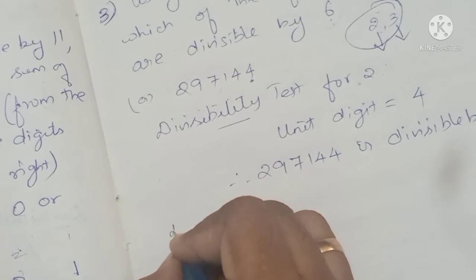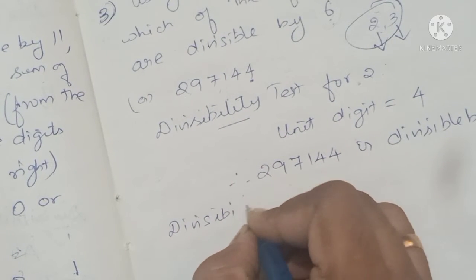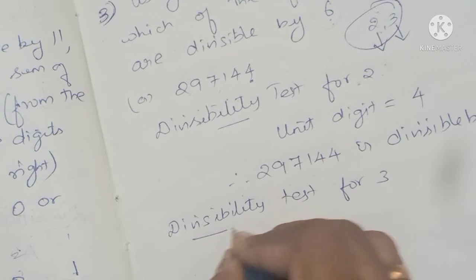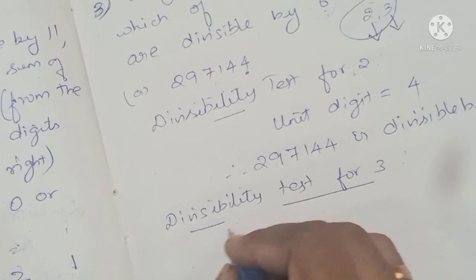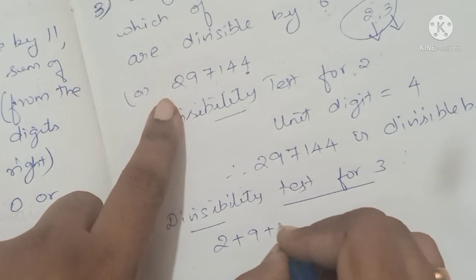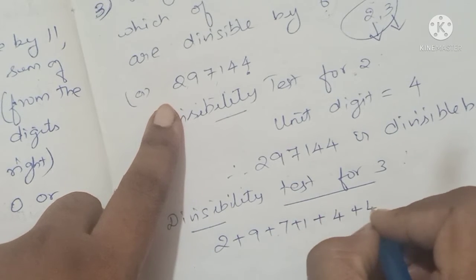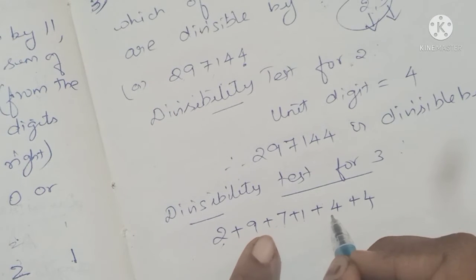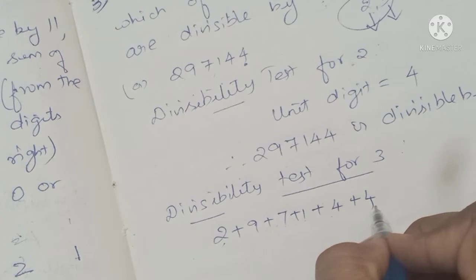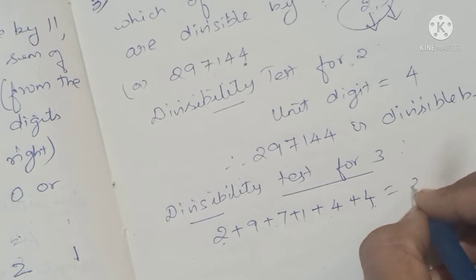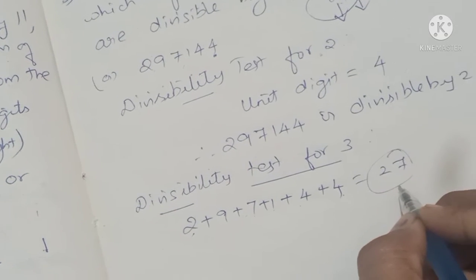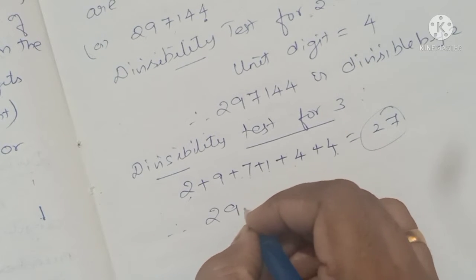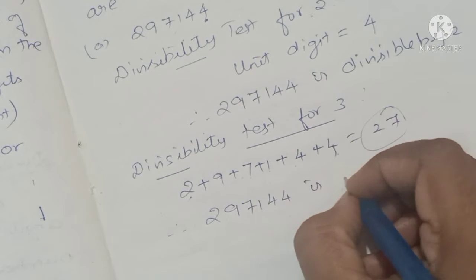The next is the divisibility test for 3. When we say a number is divisible by 3, we have to add the sum of the digits. 2 plus 9 plus 7 plus 1 plus 4 plus 4. 2 plus 9, 11. 11 plus 7, 18. 18 plus 1, 19. 19 plus 4, 23. 23 plus 4, 27. So this 27 is a multiple of 3. 3 nines are 27, isn't it? Therefore we say that 2,97,144 is divisible by 3.